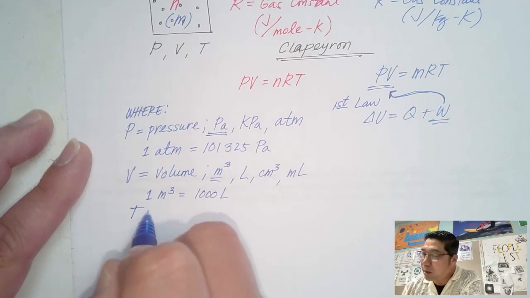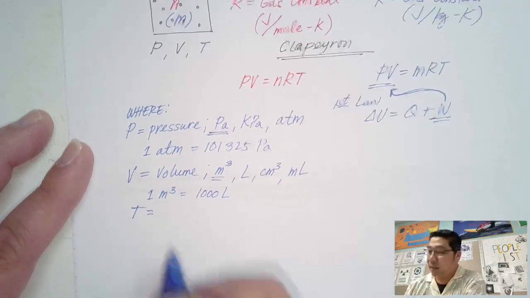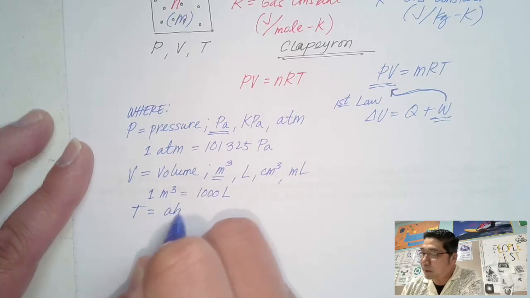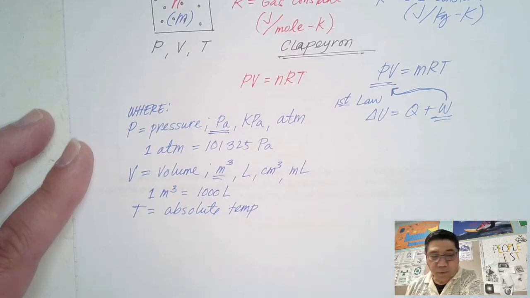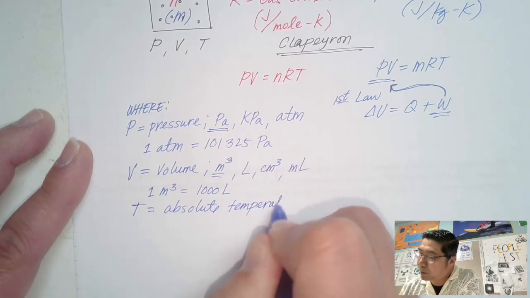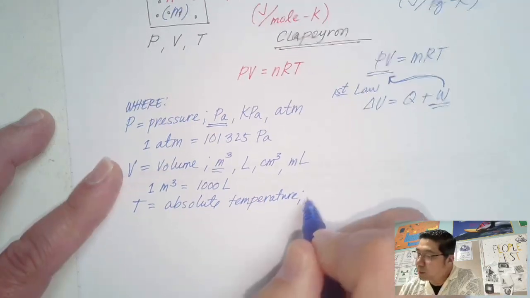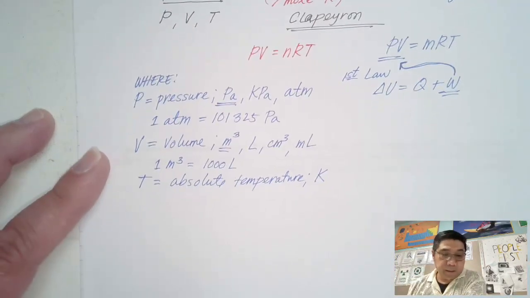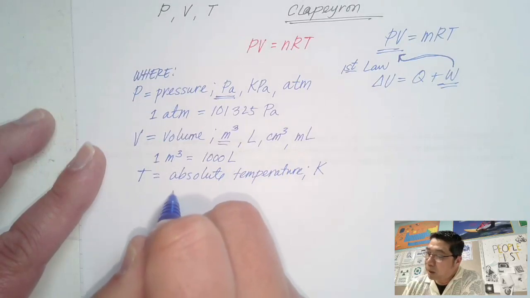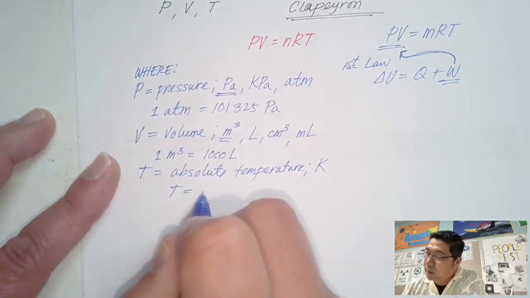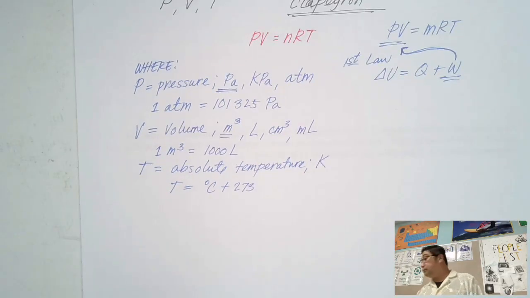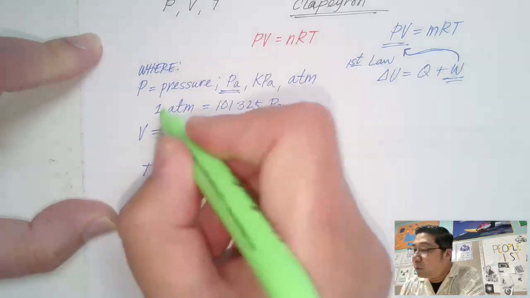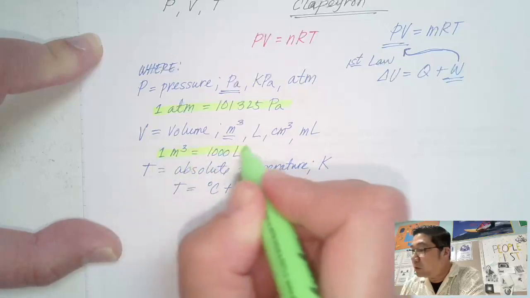Okay, so T is what? What kind of temperature? It's uppercase T, absolute temperature, and that is in terms of Kelvin. How do you solve for T? T is degrees Celsius plus 273. So those are some of the information that you must remember. If you don't remember it, it's open notes, so you can use your notes.